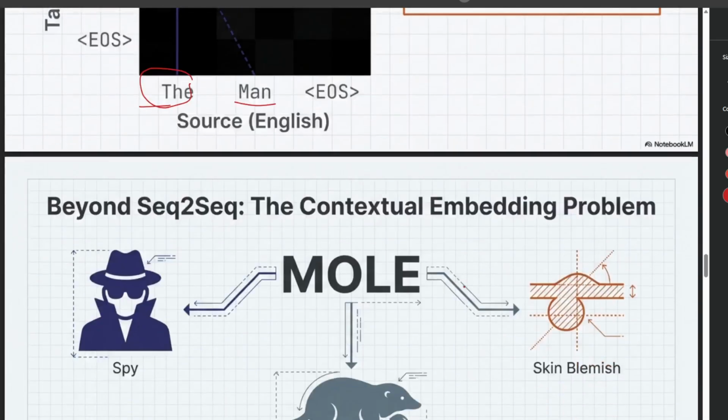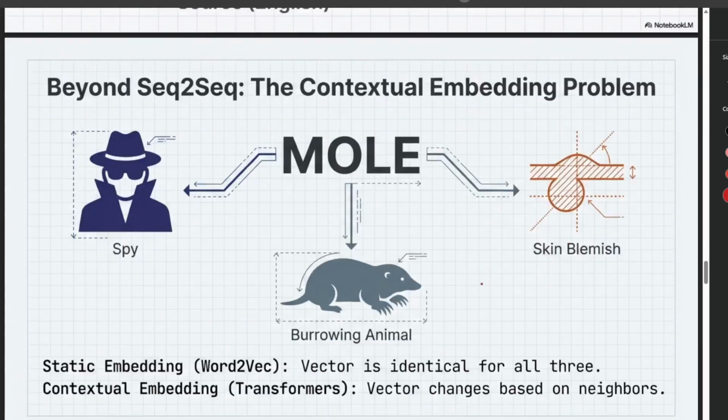Now let's evolve the concept. In standard embeddings like word2vec, the word "mole" has one fixed vector, but "mole" can mean a spy, an animal, or a skin blemish. Without context, the embedding is ambiguous, so we need the word "mole" to look at its neighbors in a sentence to figure out which version of itself it should be.